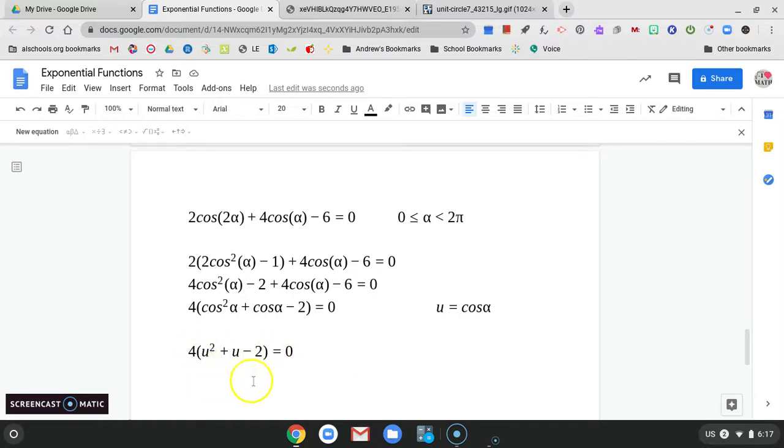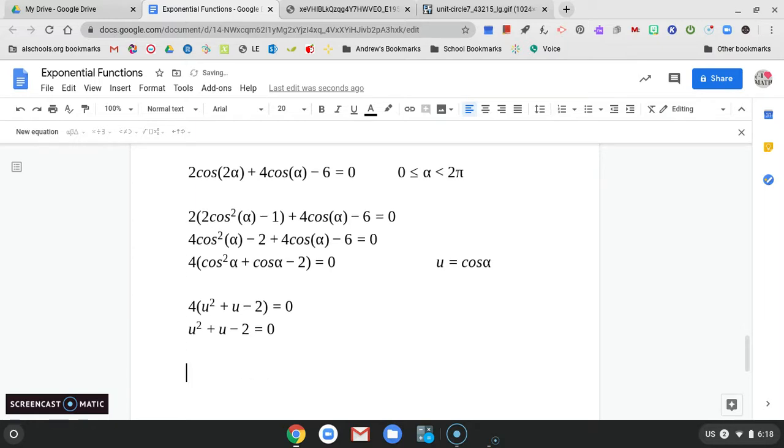I can divide both sides by 4. The only benefit of that is it leaves me with less stuff to worry about. If I divide both sides of that equal sign by 4, which I can do by the division property of equality, I just get u squared plus u minus 2 equals 0. One less thing to worry about, because I was able to divide the 4 away, and 0 divided by 4 is still 0.